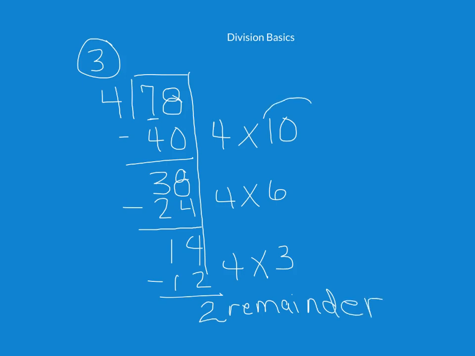I did make 10, 16, and 3 is 19. I did put 19 in each group. And then to deal with that remainder, I could say I've got 2 of another group of 4. So my answer is 19 with a remainder of 2.